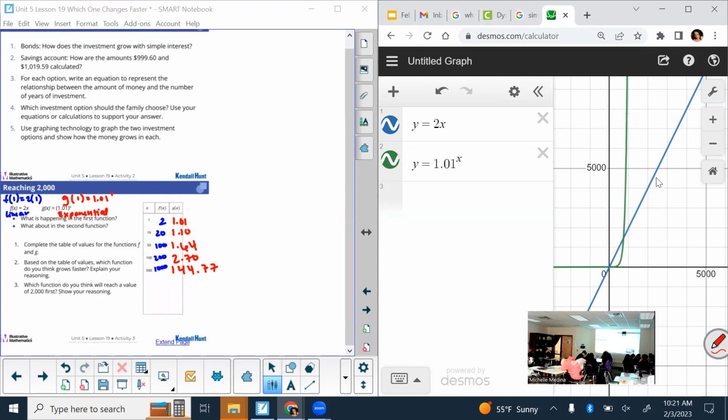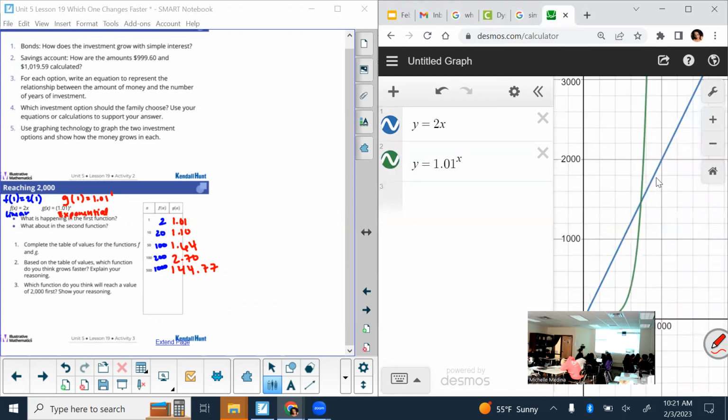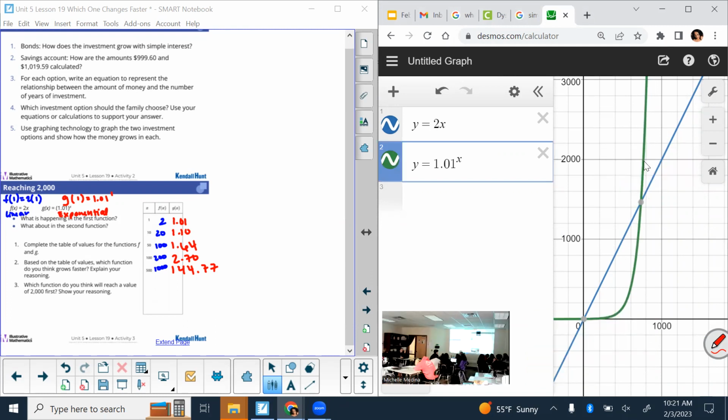Now to see which one reaches 2,000 first, well, here's the 2,000 line. Which one reaches it first, the exponential or the linear? The exponential. So it looks like it reaches it at around an x of a little before 800, whereas this one needs an x of 1,000 to reach it. So either way, I suggest doing the math or graphing it and seeing for sure. So good. Questions, comments, concerns?